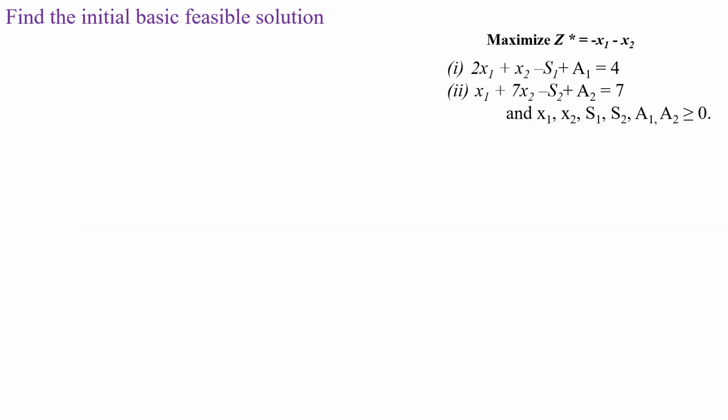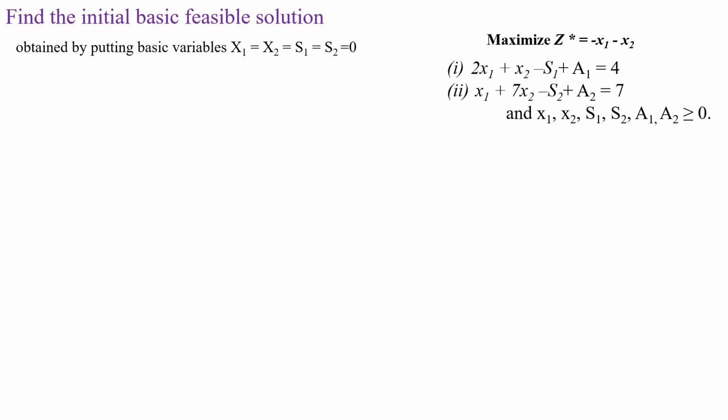Next, we have to find the initial basic feasible solution. For this, we assume the decision variables x1 and x2 and the surplus variables s1 and s2 are 0, and substitute these values in the given constraints. Then we will get the a1 and a2 values. So these a1 and a2 values are the initial basic feasible solution.